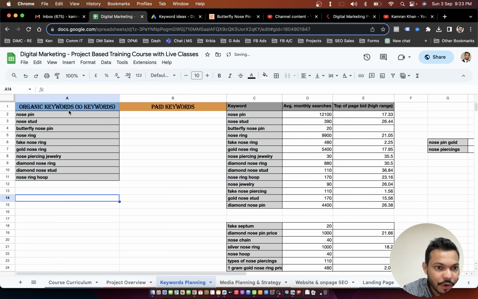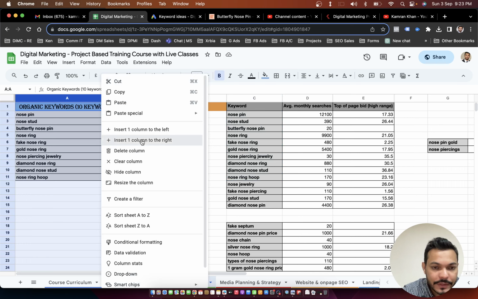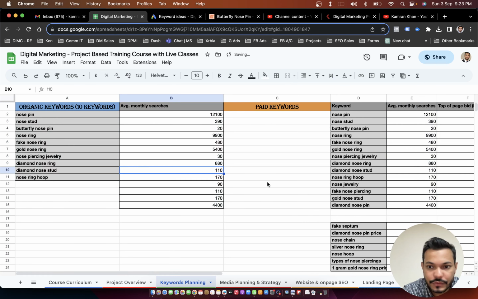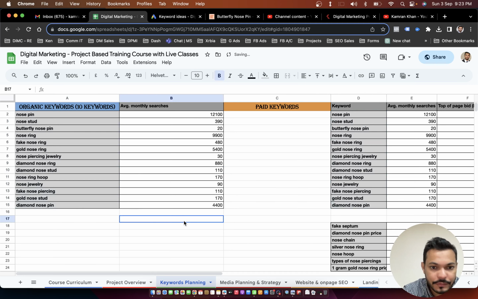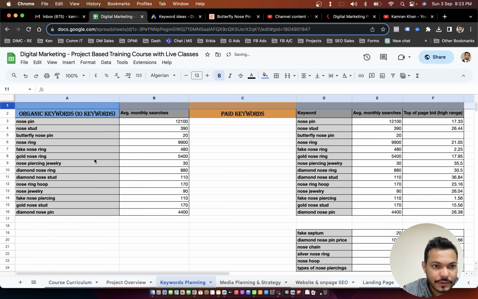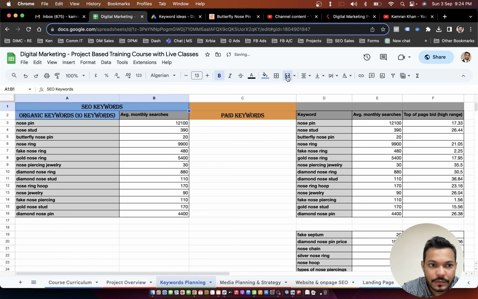So these are going to be the organic keywords, which means we'll be doing the SEO on these keywords. The SEO always requires the average monthly searches. So these are the average monthly searches. I should recopy and paste it over here. So I'm going to put one more row over here, which could say SEO keywords. Then we have this much of average monthly searches.